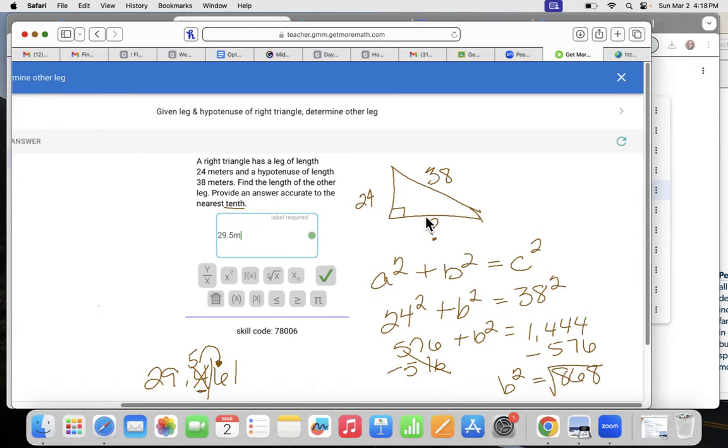So again, quick recap. When you're finding side lengths of a right triangle, a squared plus b squared equals c squared. Your hypotenuse is your c squared. Substitute in either leg, and then solve it as we know we should. And then make sure that you round.